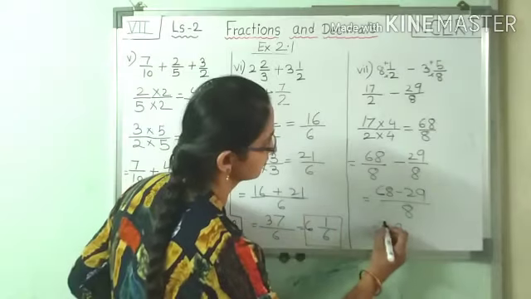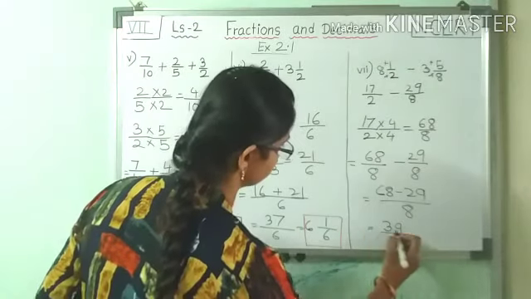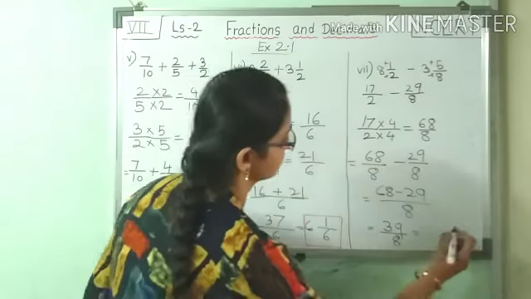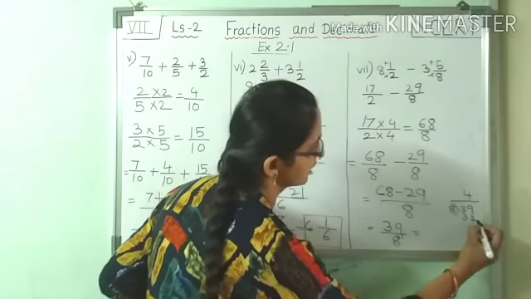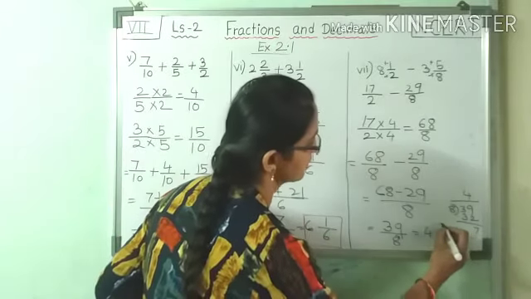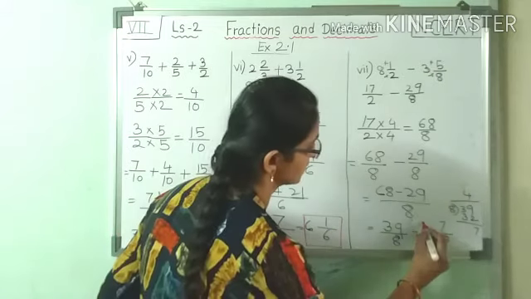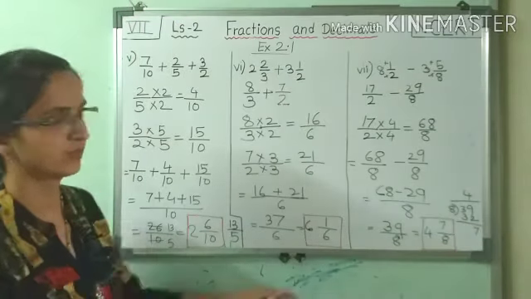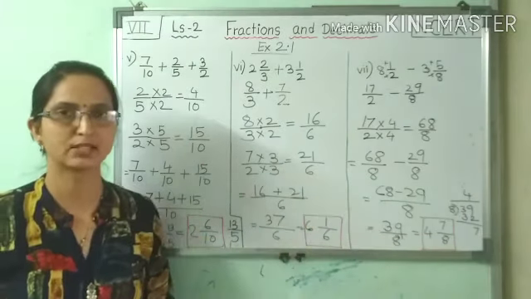Here 39. Now this is an improper fraction. We can convert it into a mixed fraction. 39 divided by 8. 8 4s are 32. 7 remainder. So 4 is the whole number. 7 is the remainder. Write denominator as it is. So answer is 4 and 7 upon 8. So is that clear? This is the first question of exercise number 1.